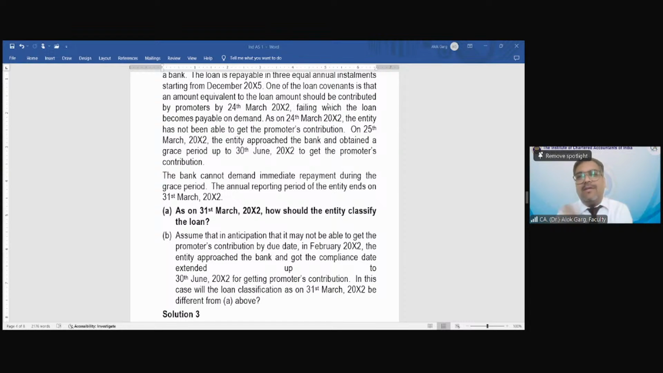So bank has given a grace period of 3 months only, right? If they will not be able to contribute the equity, then what will happen? अगर वो equity contribute नहीं कर पाएंगे तो क्या होगा? Then it will become payable on demand.